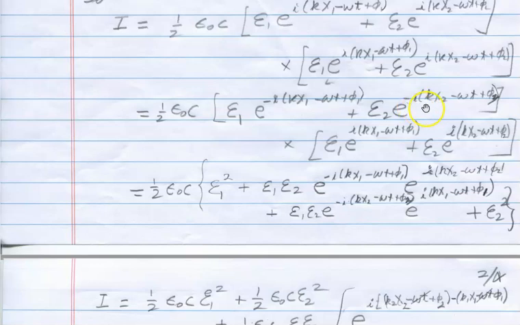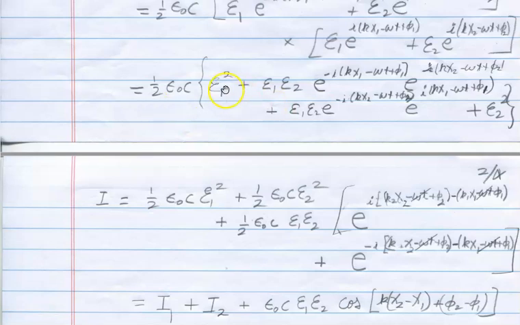Times here, times this one, so that the minus of these two terms are identical, and so we just get E2 squared. Again, E1 and E2 are all real numbers, and so this is just the square of a real number.